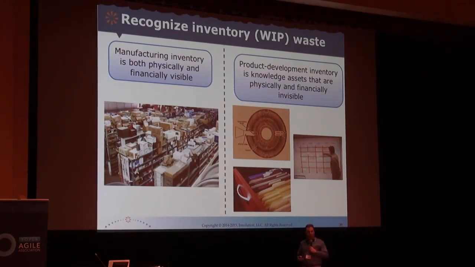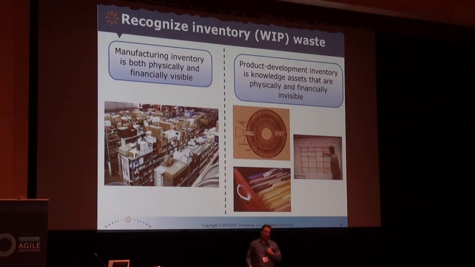Think about manufacturing for a moment. The inventory in manufacturing is both physically visible and financially visible. Neither of those characteristics are true for us. It's physically visible in an obvious way. I can walk into a manufacturing plant, I can see the stuff, I can touch the stuff. I know if we have more inventory in the factory this week than last week because there are bigger piles of stuff on the floor.